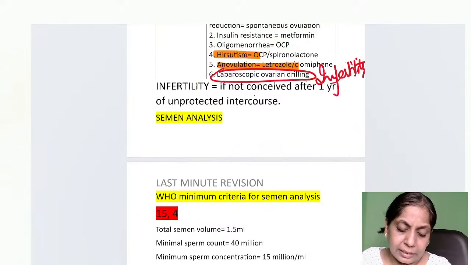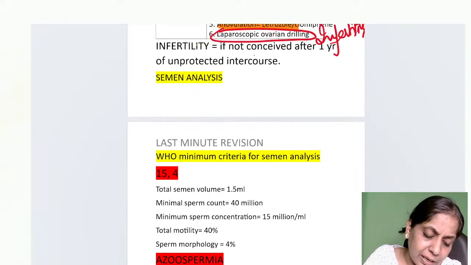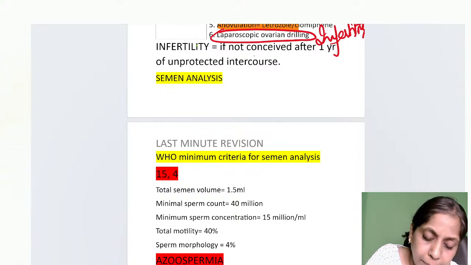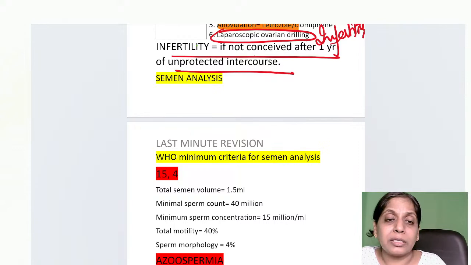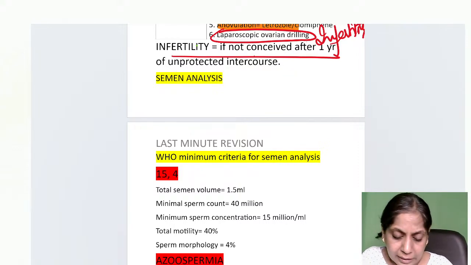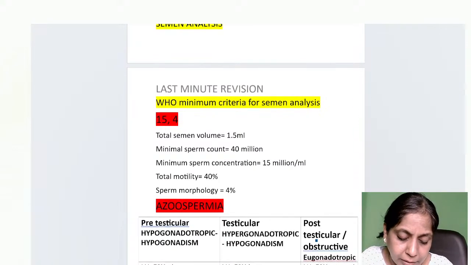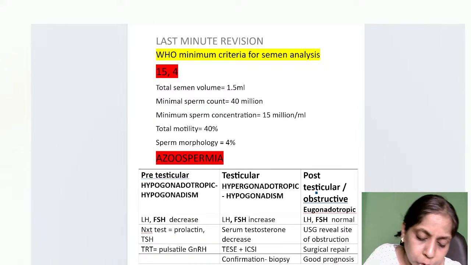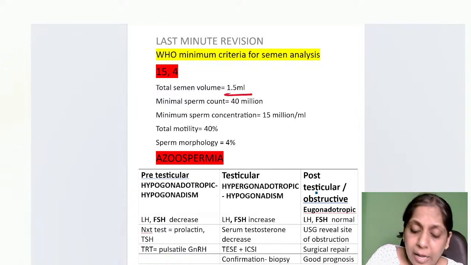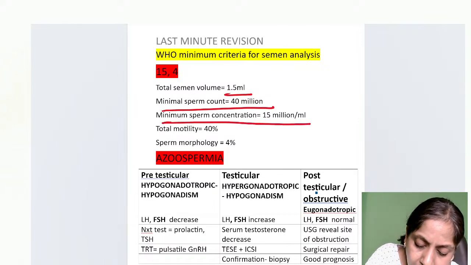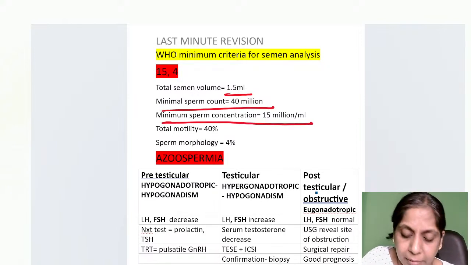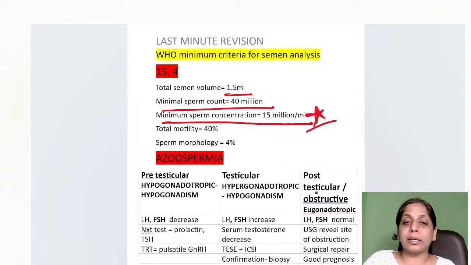What is infertility? The person is not conceiving after 1 year of unprotected intercourse. If the couple is not conceiving after 1 year, semen analysis, you all know these parameters: the semen volume should be at least 1.5 ml, the sperm count should be 40 million, and if the sperm concentration is asked, then it is 15 million per ml.